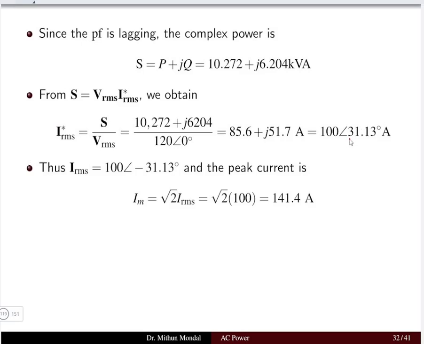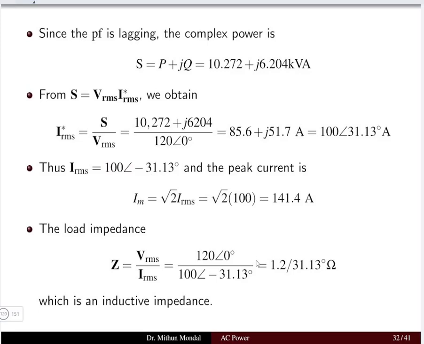It means whatever the sign is here, we have to change that sign to obtain the actual value of the current. That will be 100 angle minus 31.13. Whereas the peak current we have to obtain, and we know that peak current is equal to root 2 times the RMS current. So here you have 100 as the RMS magnitude. Multiply that with root 2, and you get the maximum value of the current, which is 141.4 ampere.